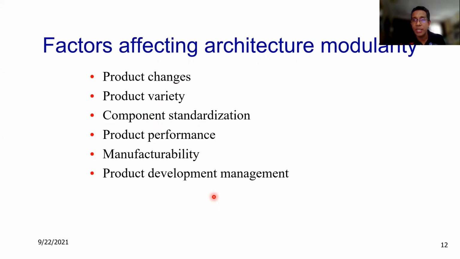So the decision about how to divide the product into chunks and how much modularity to impose on the architecture is important to the entire enterprise, such as product change, product variety, component selection, product performance, manufacturability, and product development management. The architecture of the product is used for making decisions about marketing strategies, manufacturing capabilities, and product development management.